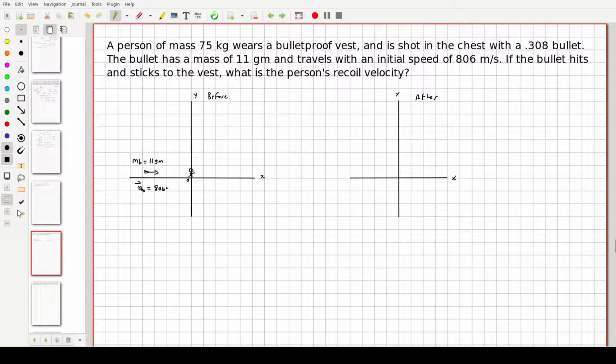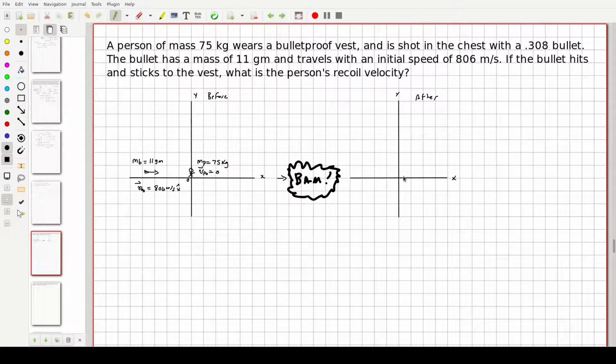It's 806 meters per second in the x-hat direction. Now your person has a mass of 75 kilograms, but the person's initial velocity is 0. So the bullet hits the person's vest. Let me put some Batman effects here. Bam. The appropriate collision graphic like that.